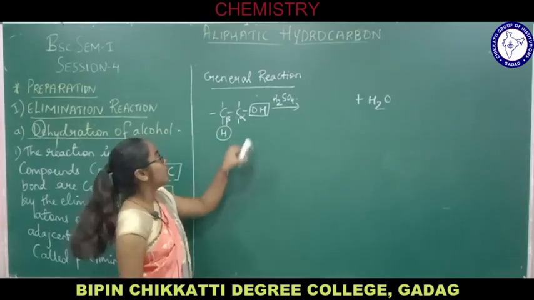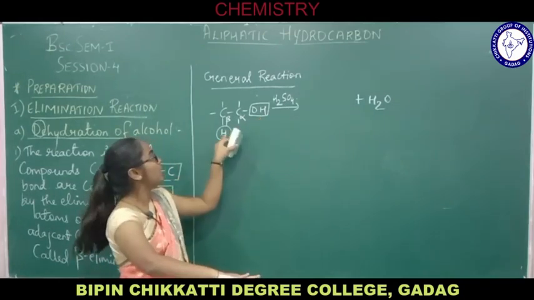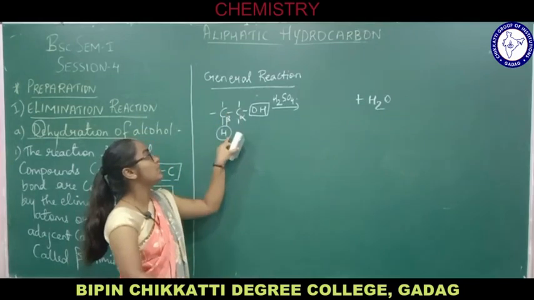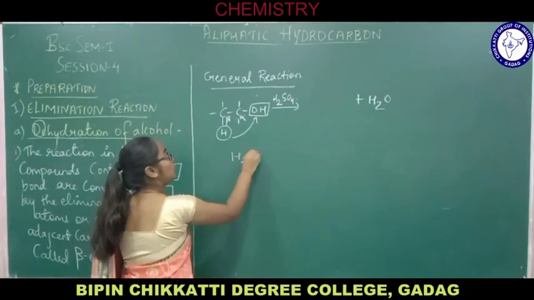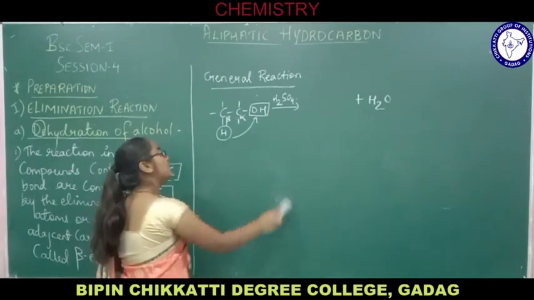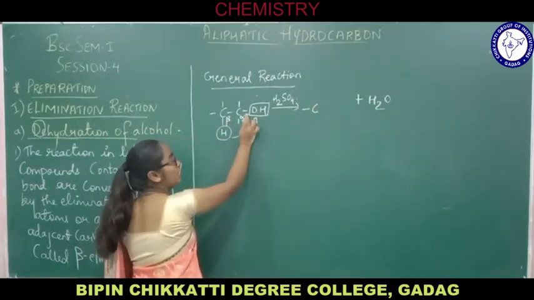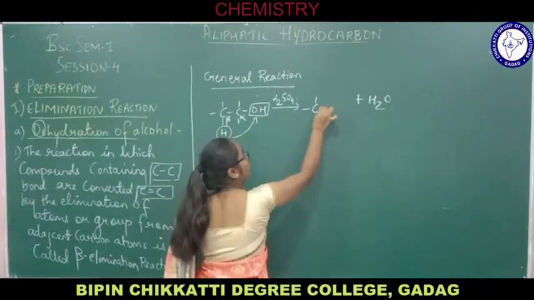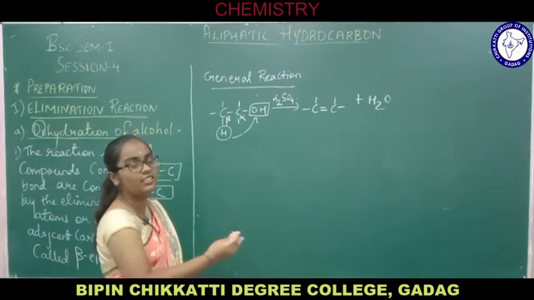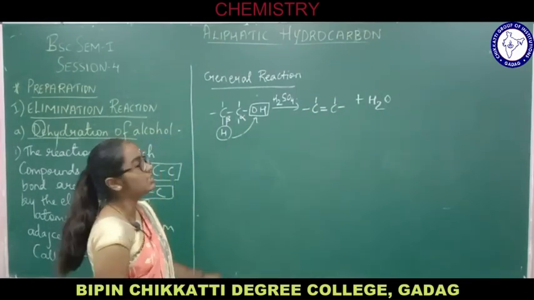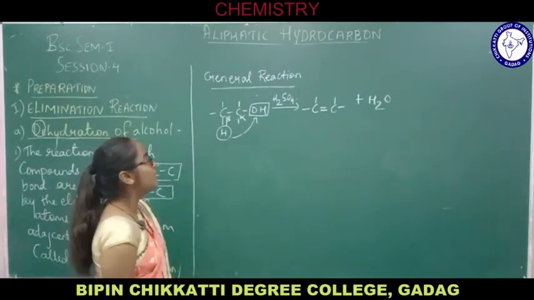I repeat once again, from the alpha carbon atom the hydroxyl group will get removed, and from the beta carbon atom, this is the beta carbon atom, the hydrogen will get removed. These two will combine together to form H2O, which I have written over there, right? So what is left over? The remaining part, once the bond is broken, will be converted into the double bonded compound, which is the first member of the alkene. What is the name of that alkene? Ethene, right? Ethene will be the name of it.